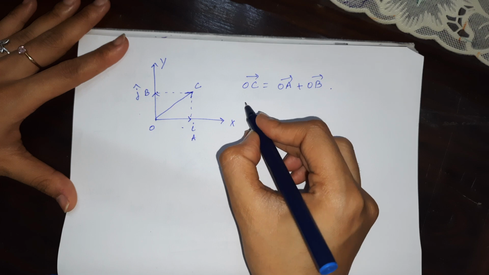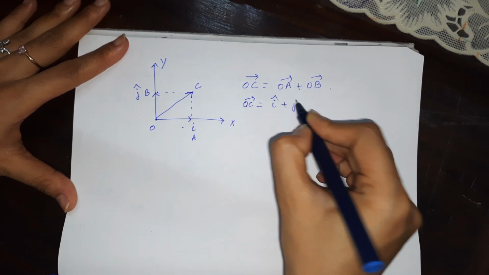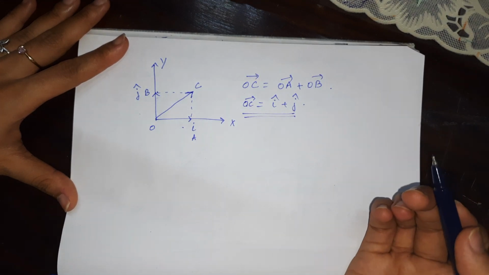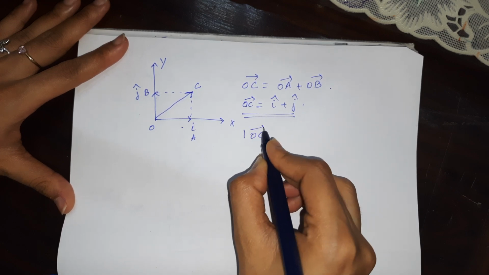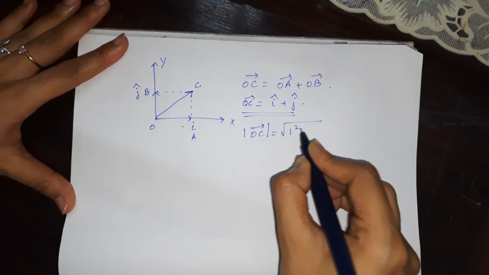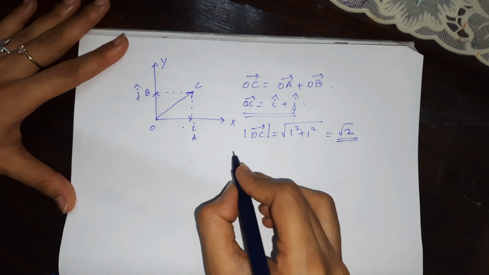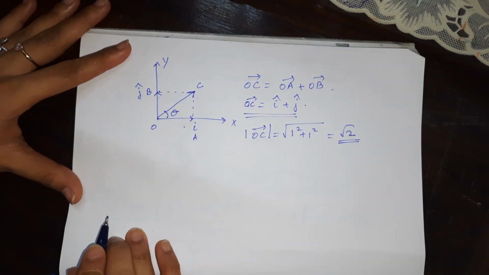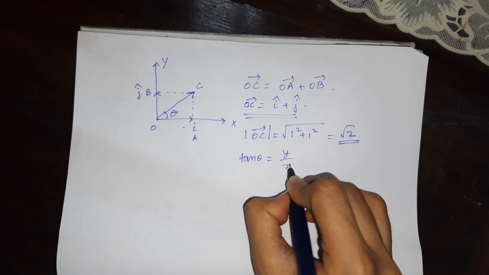So what is the OC vector? We don't know yet. Okay, so OC vector is equal to i cap plus j cap. So what is the magnitude and direction of this? The magnitude of the OC vector is equal to the square root of 1 square plus 1 square, which is equal to root 2. And the direction means what angle it is making with the x-axis. So that will be tan theta is equal to y by x.